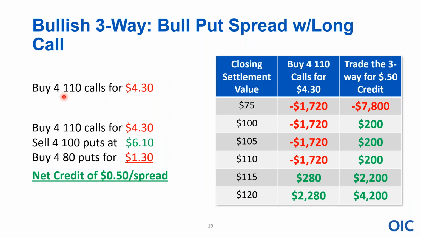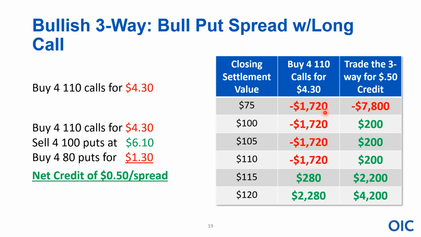We have a comparison now. Buying 4 of the 110 calls for 4.30, that's one trade we might do, and we're going to look at that here. And the three-way is all done for a 50-cent credit, and that's going to be the right side. So we have our stock prices at expiration. If it sells off and goes in the other direction from what we're expecting by a large amount, then this does not work out too well for the three-way. You can see how much more you're risking as a loss compared to just buying the calls.